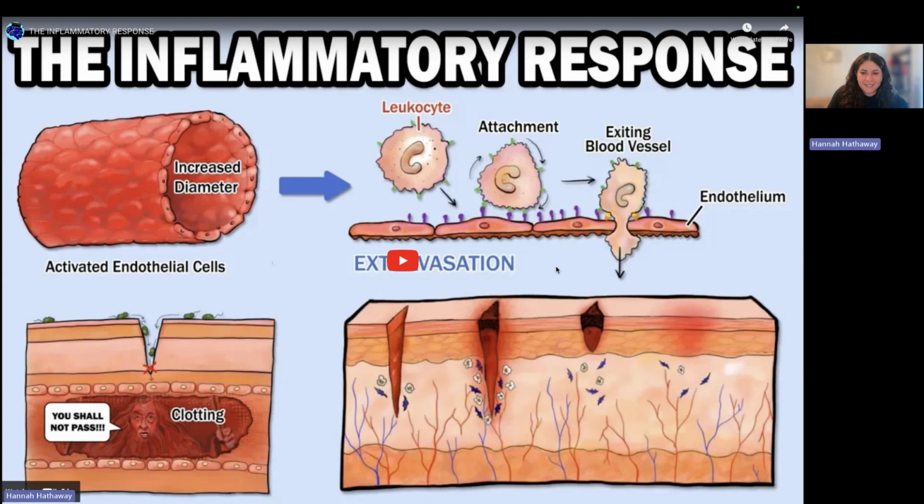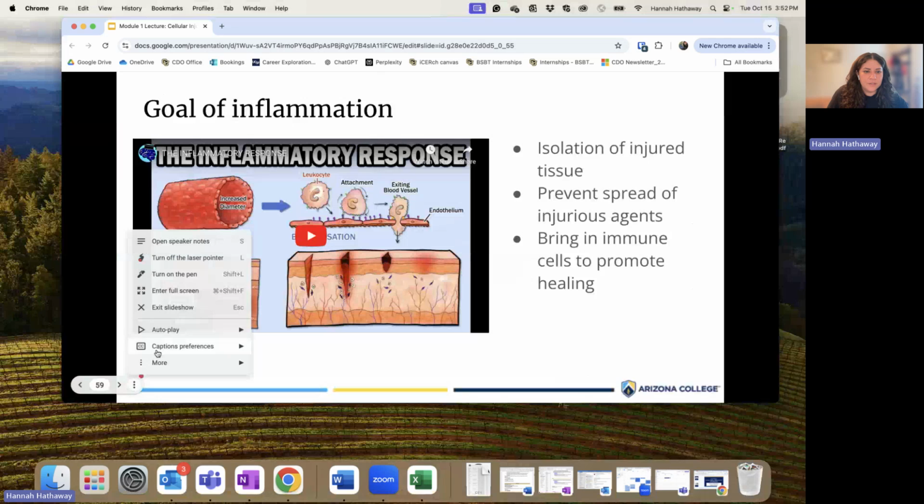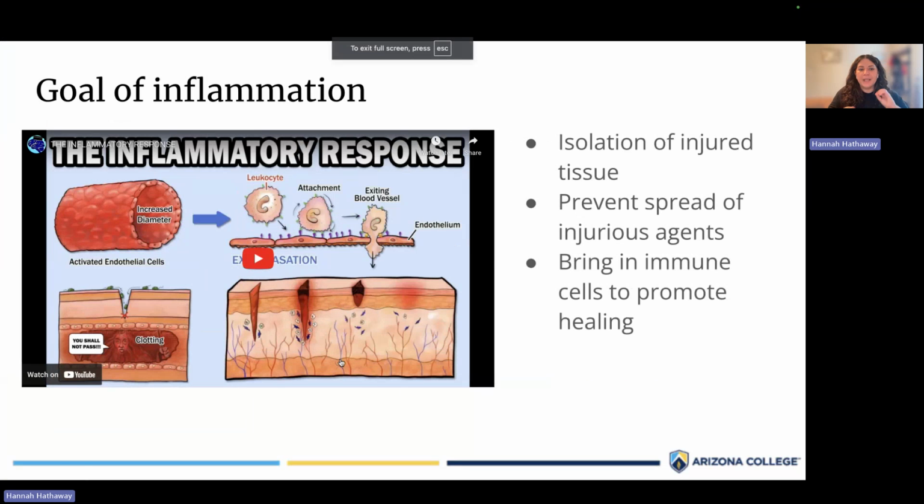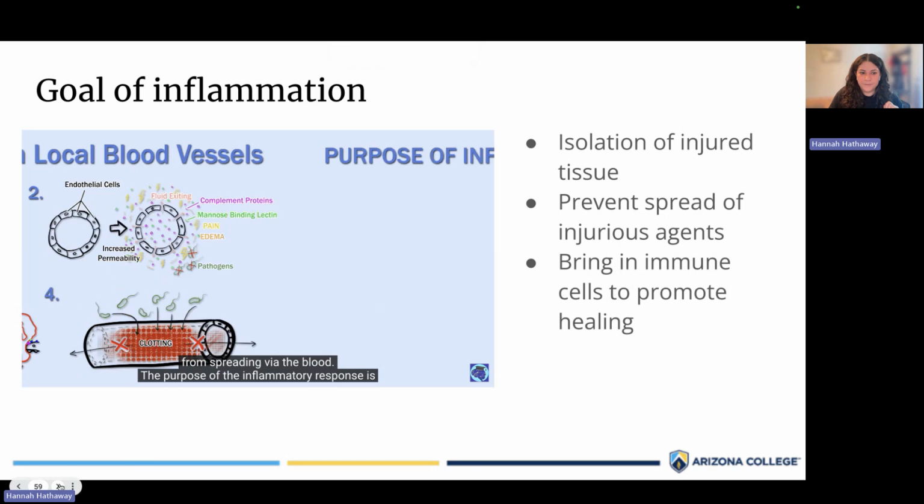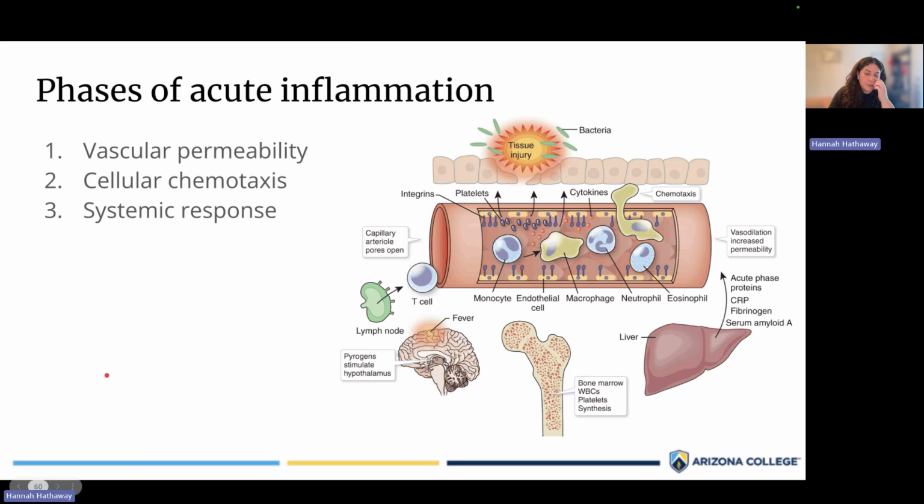Okay, so like I said, we didn't watch that whole video, just a quick little overview. I like that because it gives you a visual of what is happening in these different steps of inflammation. And we're just going to go through these steps in a little bit more detail. The phases of acute inflammation, acute once again meaning sudden onset, this would be like directly after an injury. There's essentially three phases. The first is increasing vascular permeability, meaning letting the blood vessels become a little bit more leaky.